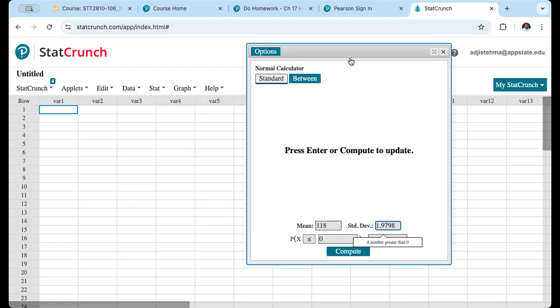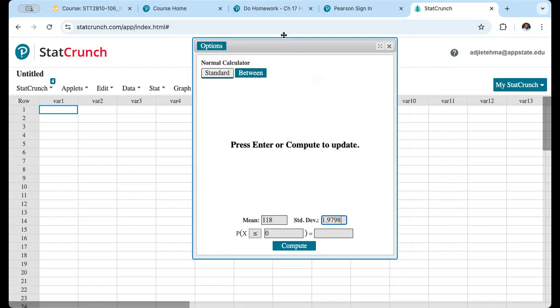So now we have been able to do that. So now I want to find the probability that the percent of similar samples would have an average less than 112 grams. So all we need to do is to change this to 112.